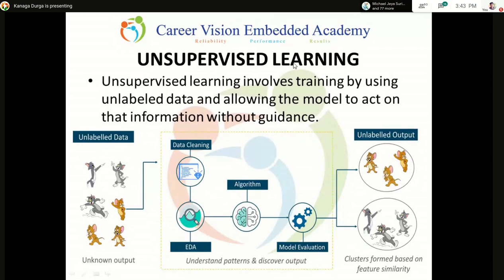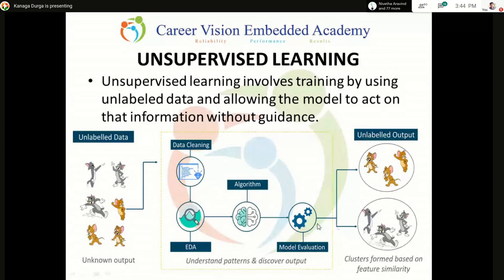Unsupervised learning is nothing but you are giving the system data, but you aren't telling the system what that data means. You aren't telling the system this is Jerry. No, you're not saying anything. You're just giving this set of data. The system again applies an algorithm, understands the pattern, and then it develops a model. With this model, you are evaluating. So if you give a Jerry's picture, it will fall under this cluster. And if you give a Tom's picture, it will fall under this cluster.